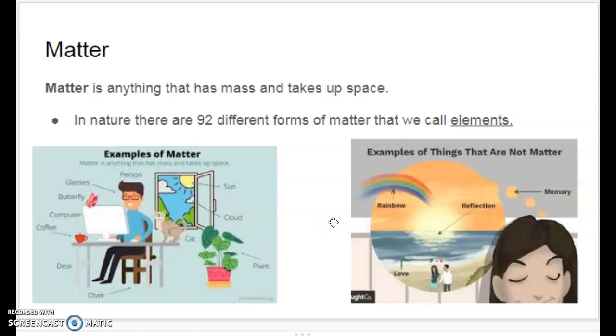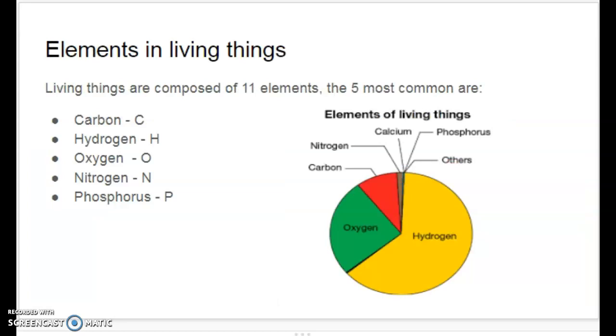I said we were going to talk about the elements. There are 92 different elements in nature. But in living things, we're going to focus on a couple specific elements. There are 11 elements in a living thing. We are going to focus on the 5 most common, which are carbon, hydrogen, oxygen, nitrogen, and phosphorus. In most living things, the most abundant is hydrogen and then oxygen. We're really going to focus in the next coming week on carbon, and then there are some other trace elements in living things.